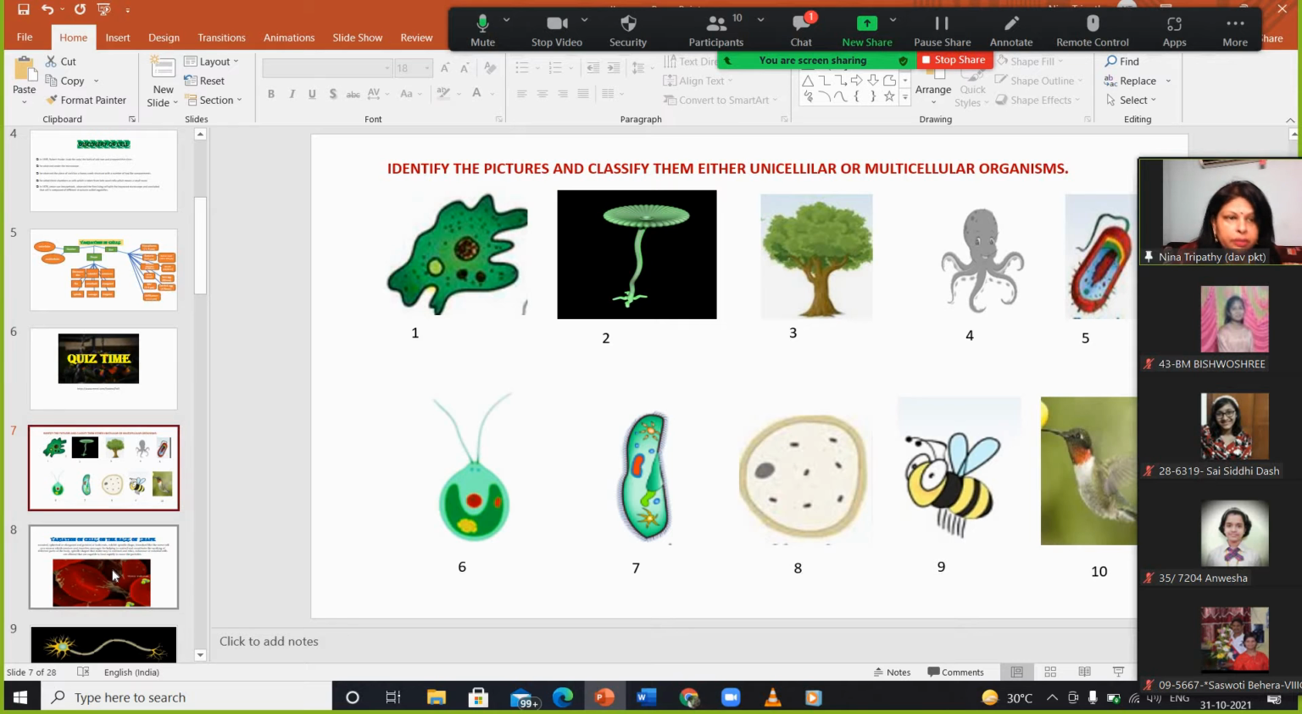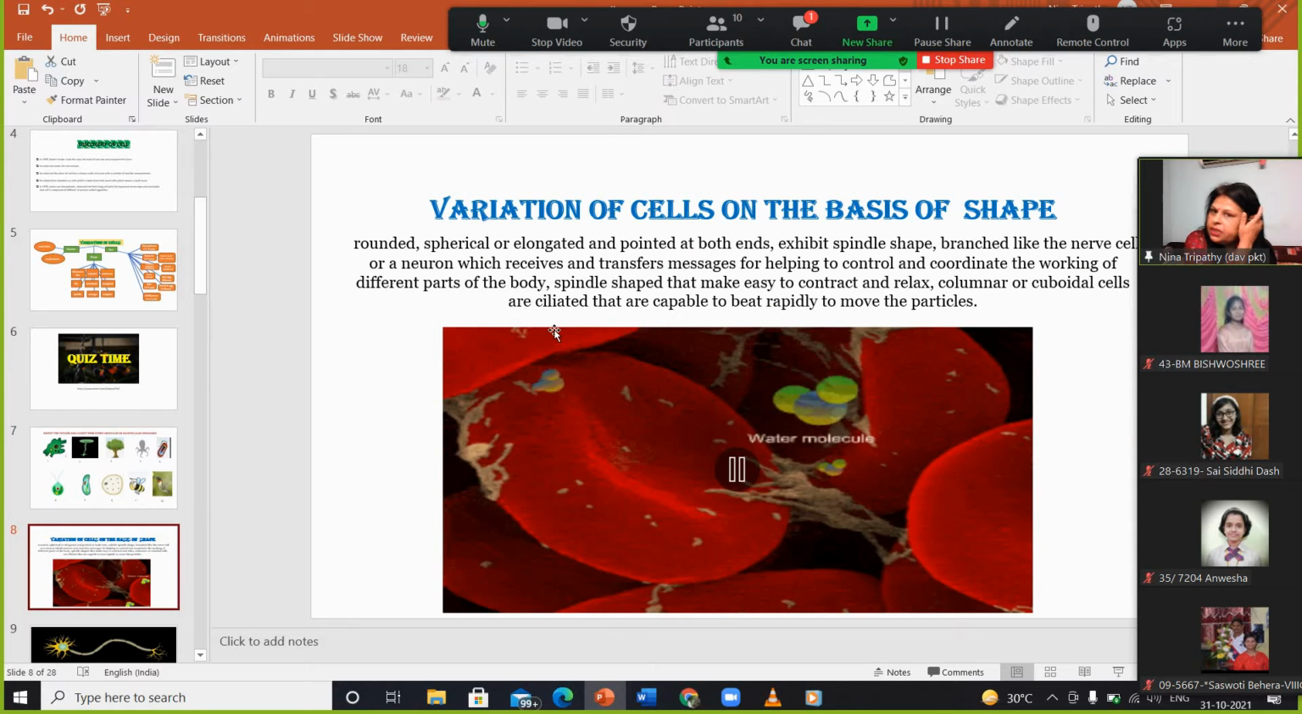Then the variation of cells on the basis of shape. They may be rounded, spherical, elongated, pointed at both ends, exhibiting the spindle shape. They may be branched like the nerve cell or neuron that receives and transports messages, and controls and coordinates the working of different parts of the body. Spindle shape cells are easier to contract and relax. Columnar or cuboidal cells are ciliated, capable of beating rapidly to move the particles coming in front of them.